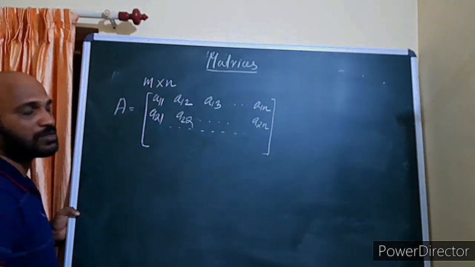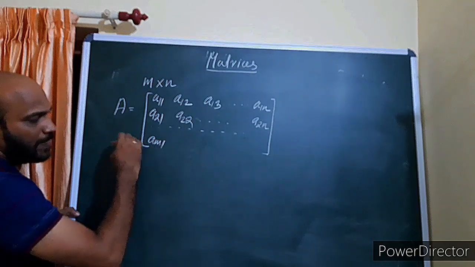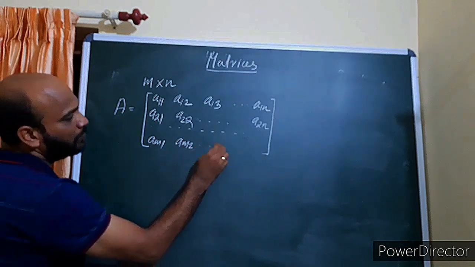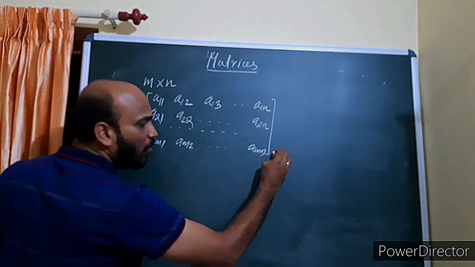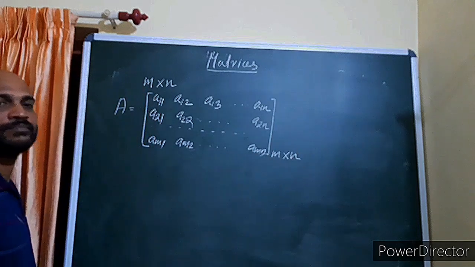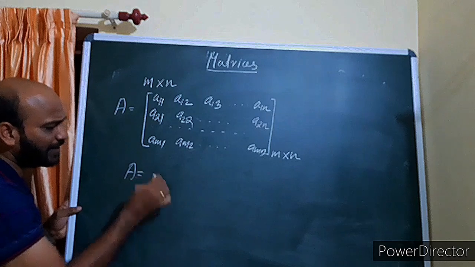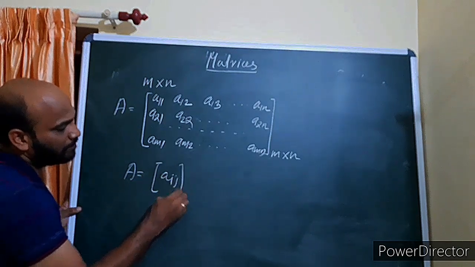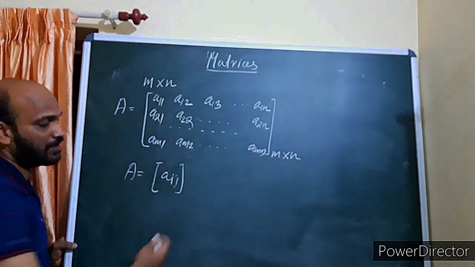There are m rows, so the last row element will be Am1. Mth row, first column. Am2, etc. Amn. So we will write the order of this matrix here, that is m by n. We have another method also. The same matrix we can write like this: A equal to matrix Aij. Aij represents all these elements.